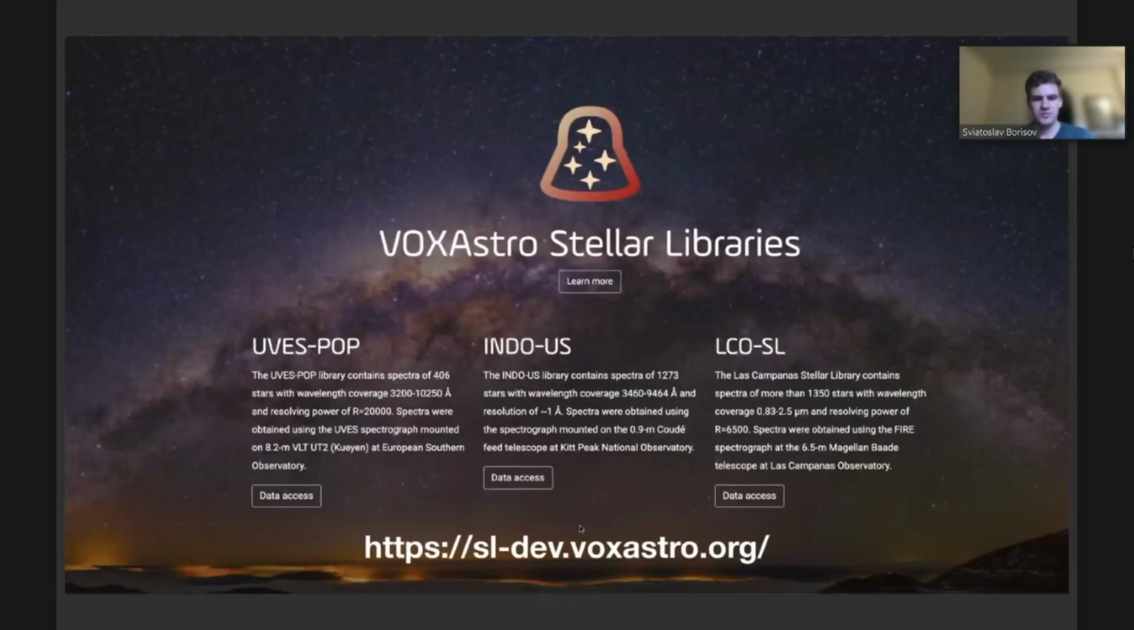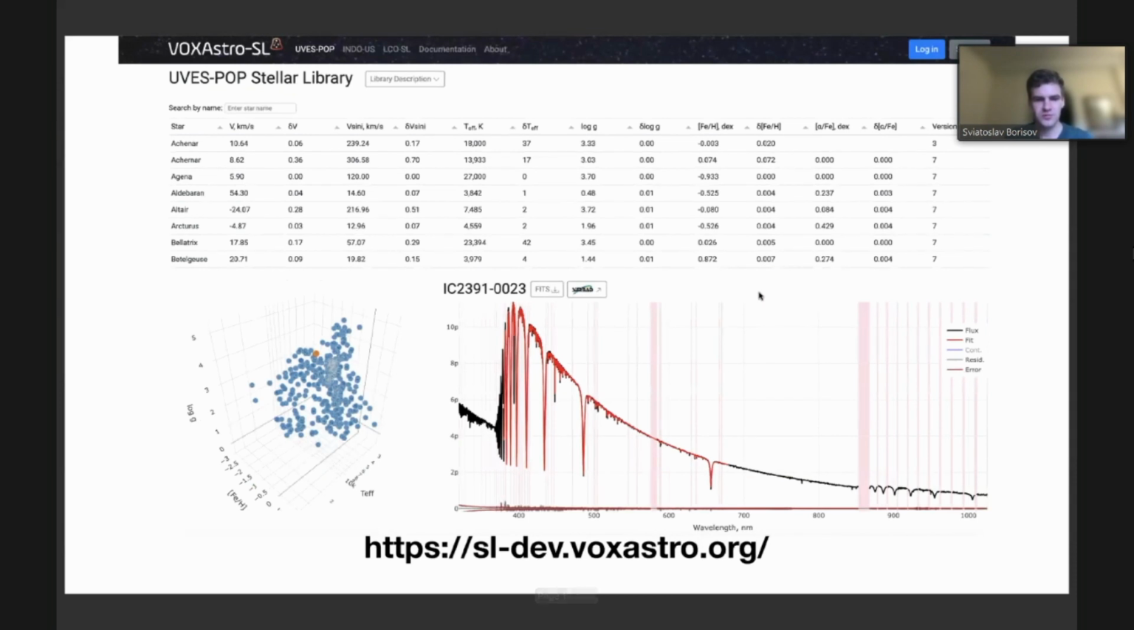And also visit our website of the project. Here is the link to it. On the website, you can play with all the spectra, with fittings, with the parameters. You will find the table with all the parameters. And this is very user-friendly and nice, I hope.